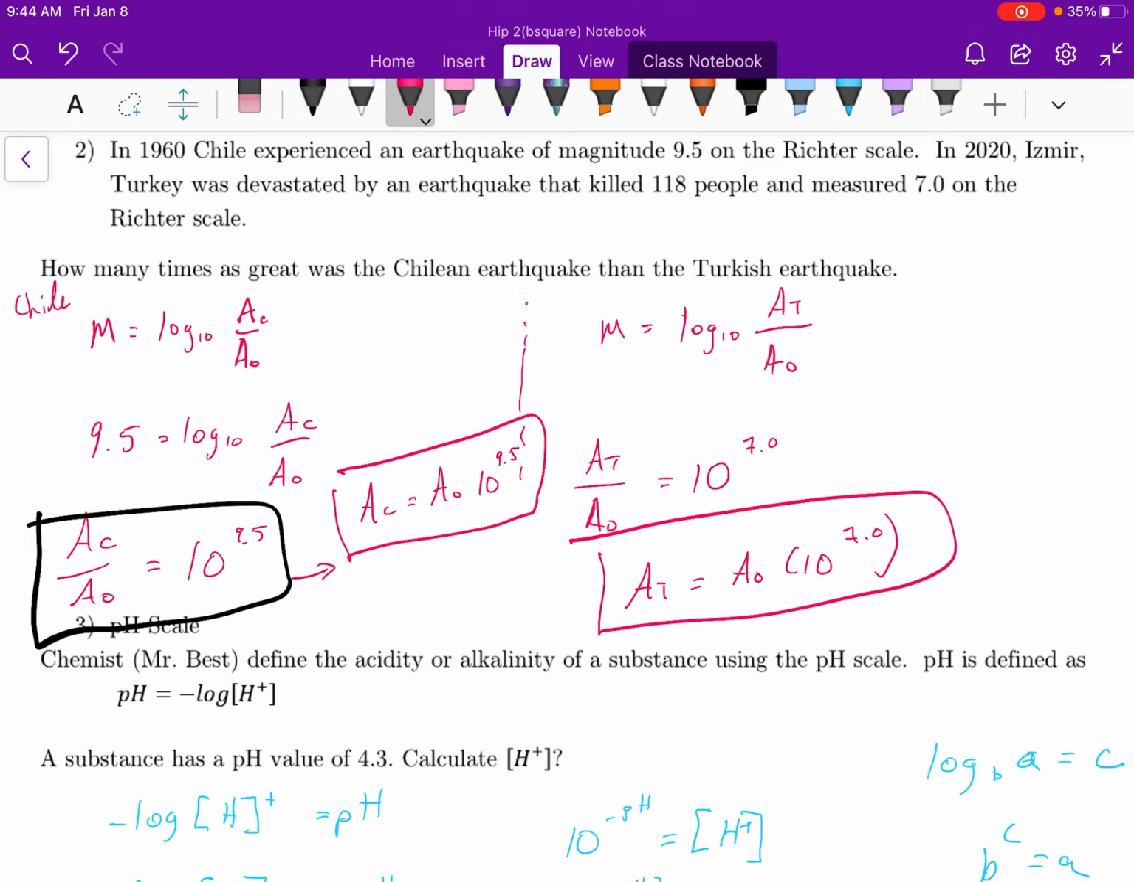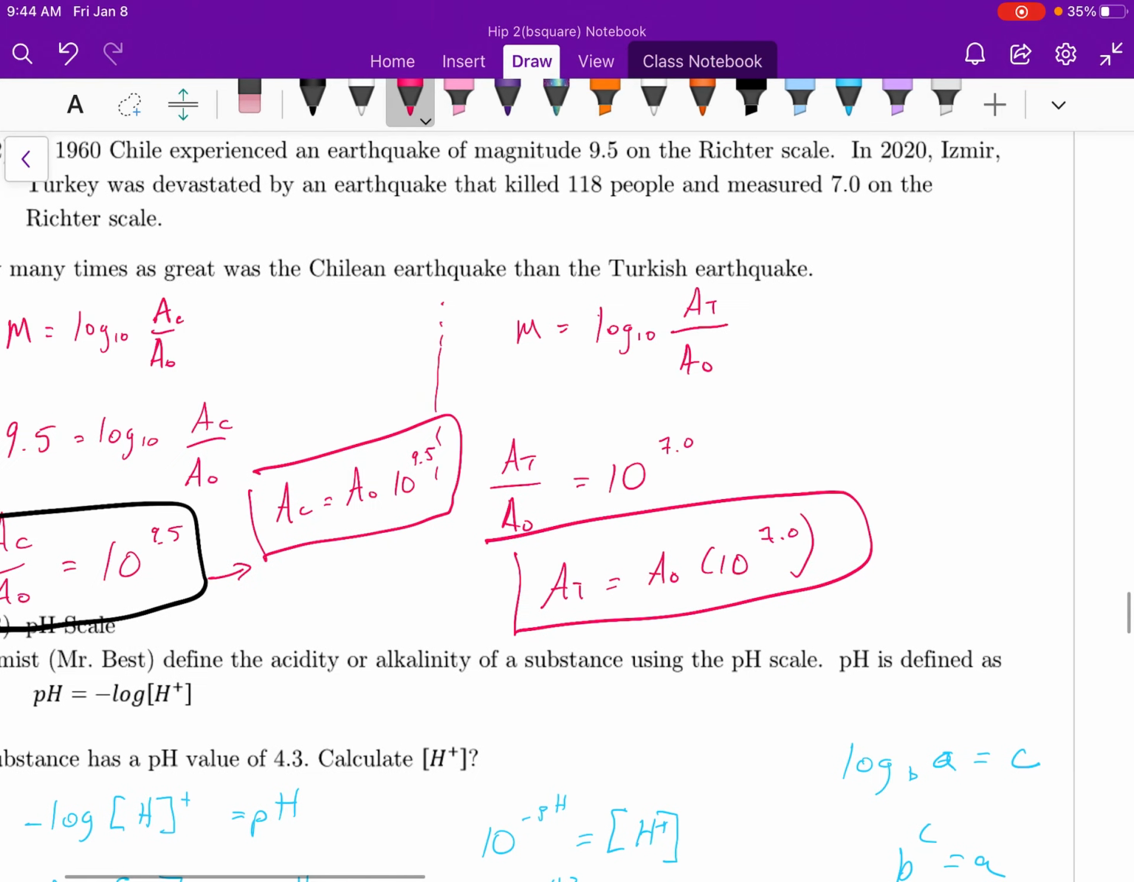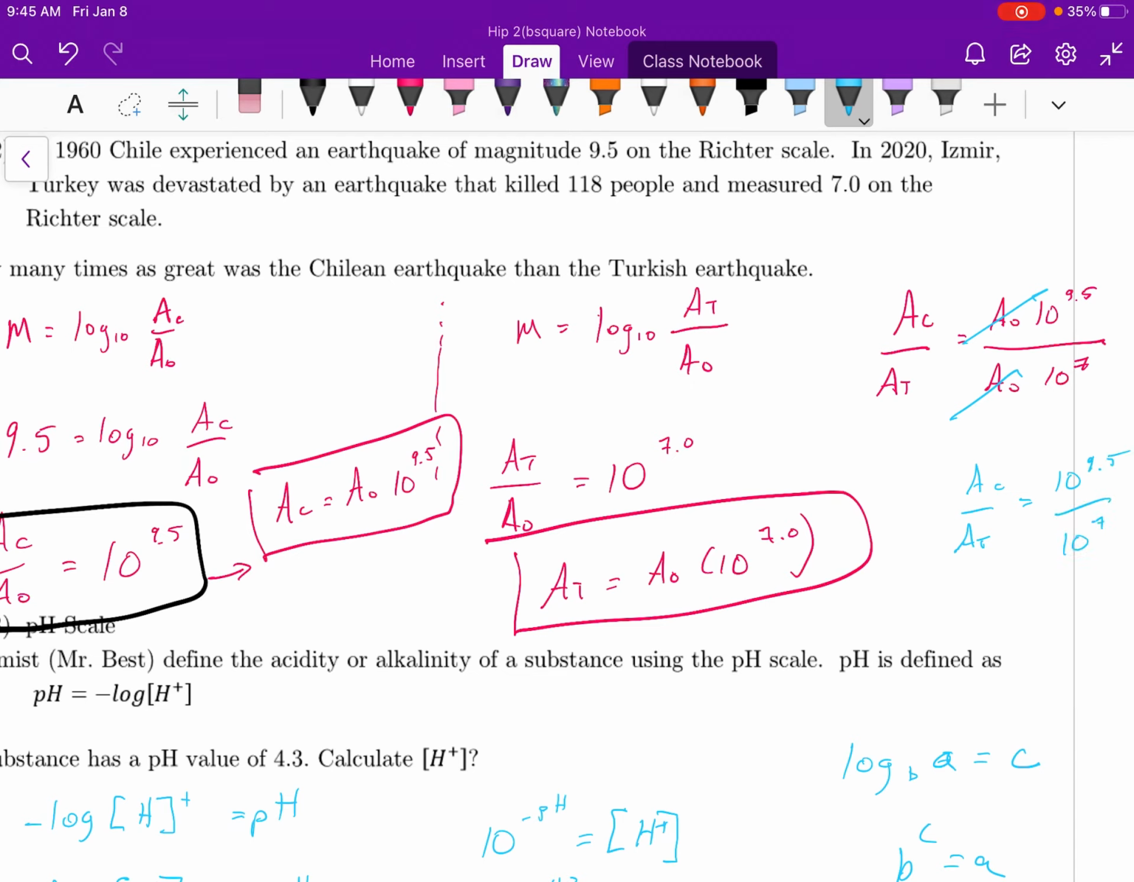Let's get back to the question. How many times as great was the Chilean earthquake than the Turkish earthquake? What this is really asking for is how many times bigger is AC than AT? Well, AC, the Chilean earthquake, the energy was described as A0 times 10 to the power of 9.5. AT is described as A0 times 10 to the power of 7. And what we see is that we both have a factor of A0 in the numerator and the denominator, so I'm going to cancel that out. So AC over AT is going to be equal to the ratio of 10 to the power of 9.5 divided by 10 to the power of 7. Now you can use your exponent laws, but I'm going to reach out for my calculator here. 10 to the power of 9.5 divided by 10 to the power of 7.